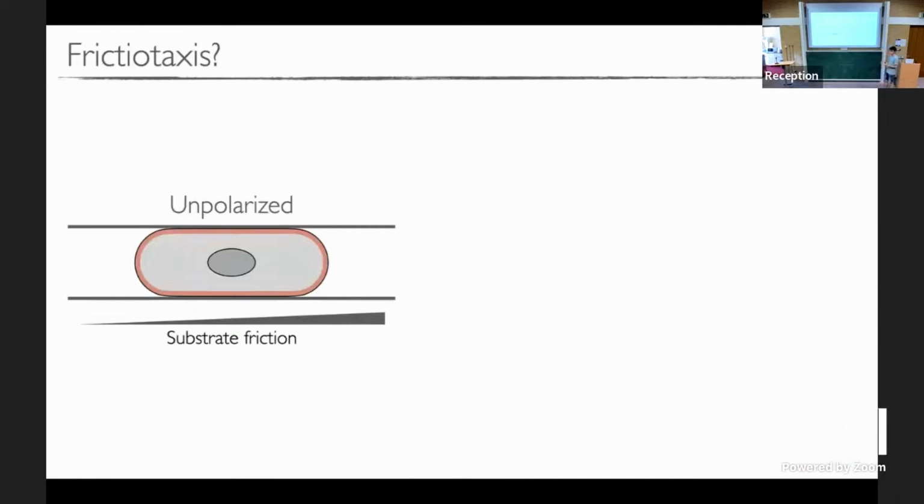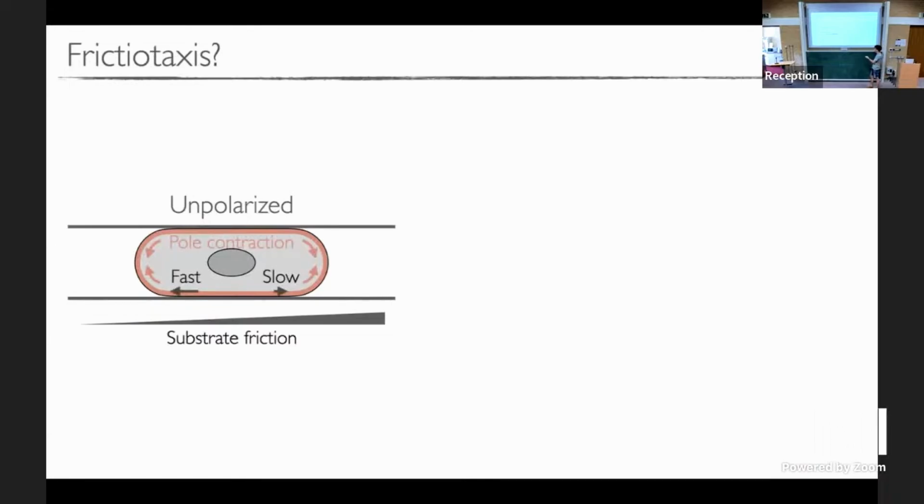And so the way it would work, now that we know about the model, is the following. We start from the same unpolarized state as before, but now we put it on a substrate friction gradient. And what will happen? The parts of the cell that are not experiencing much friction, little friction, are the poles. And so these parts will be the first ones to contract. And once they start contracting, they'll start pulling in material from the rest of the cell.